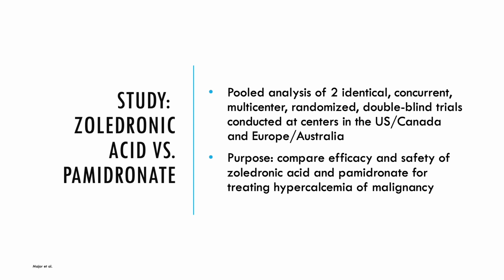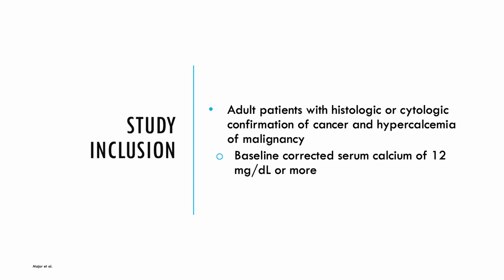It was a pooled analysis of two identical concurrent multicenter randomized double-blind trials that were conducted at centers in the United States, Canada, Europe, and Australia. The purpose of this study overall was to compare the efficacy and safety of zoledronic acid and pamidronate for treating hypercalcemia of malignancy. Patients were included if they were adults with histologic or cytologic confirmation of cancer and hypercalcemia of malignancy, and for this they used a baseline corrected serum calcium of 12 mg per deciliter or more.